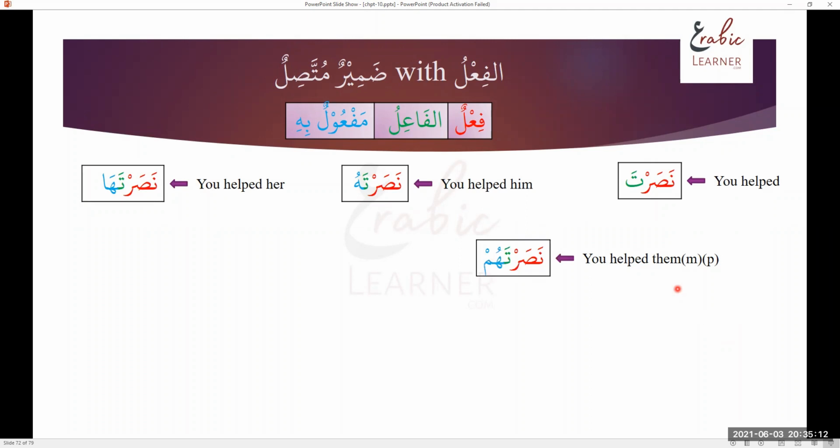Not Nasartum, but Nasartahum. You helped. So now you tell me, what is fa'il? Nasar is fa'il. What is the fa'il here? Ta is fa'il. And what is Mafool Bihi? Hum is the Mafool Bihi. Good. You helped them all, feminine: Nasartahunna. Well done. You helped me.